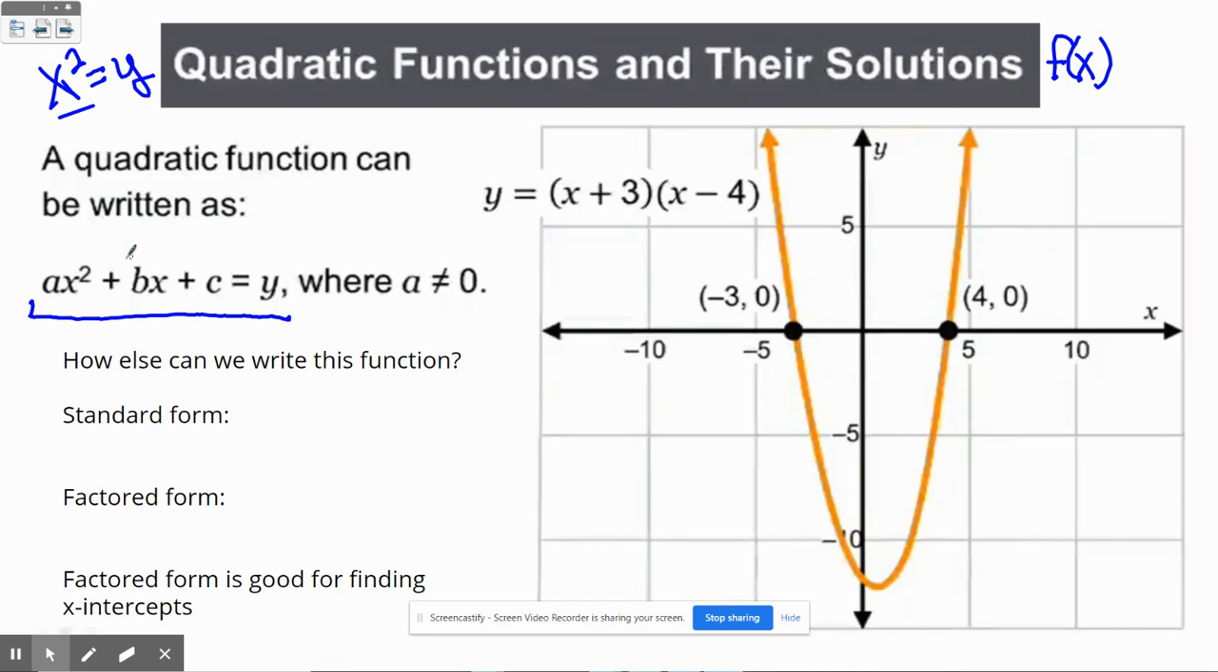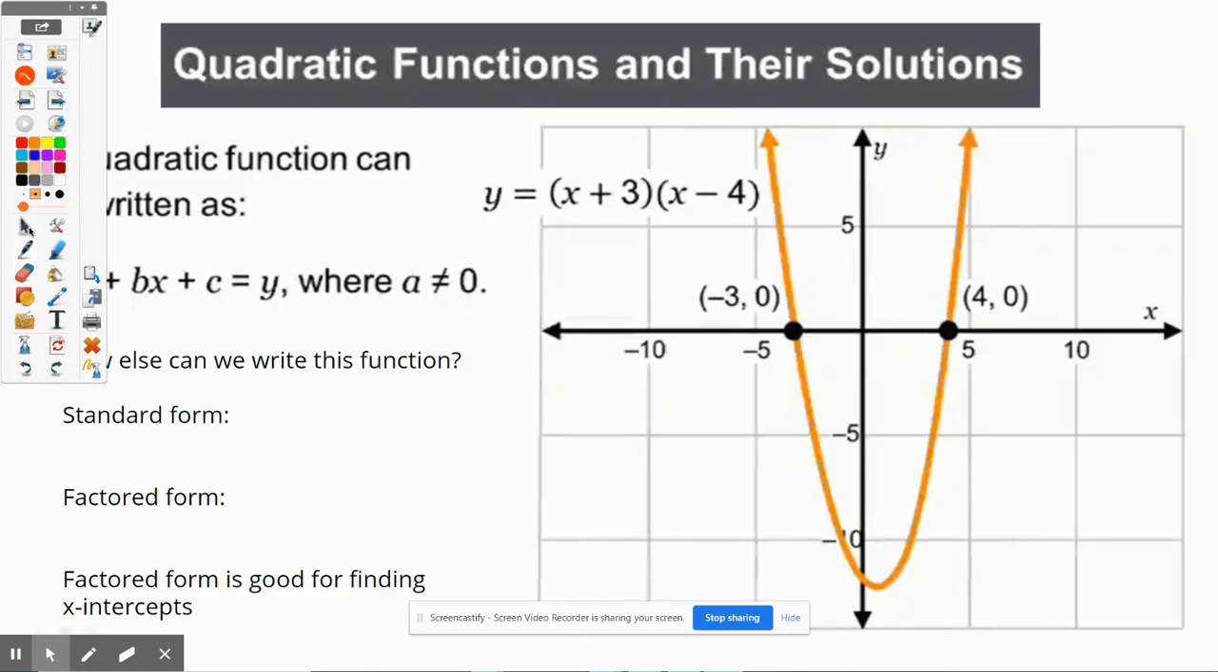It is possible that b or c could be 0. So you could just have y equals 2x squared, or you could have 2x squared plus 1. But a can never be 0, because if a was 0, you wouldn't have an x squared at all and you would just have a line. So you have to have an x squared. Having an x is optional.